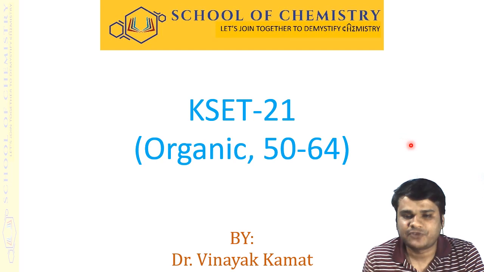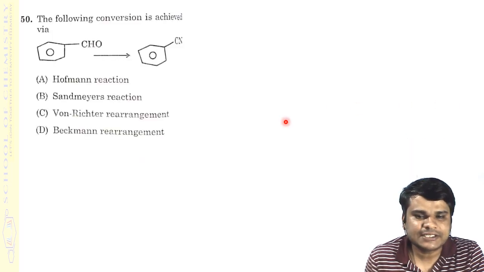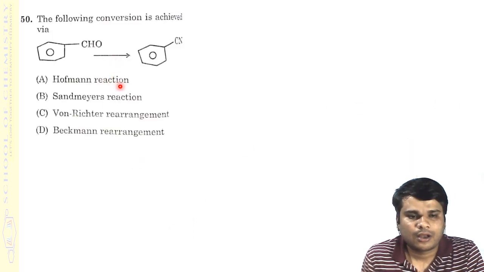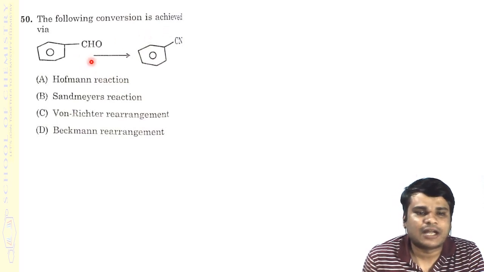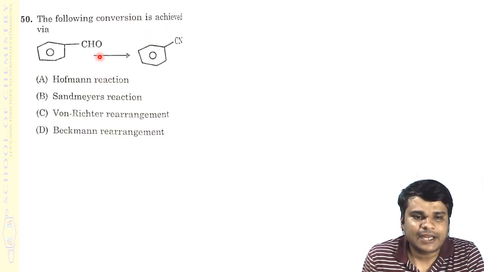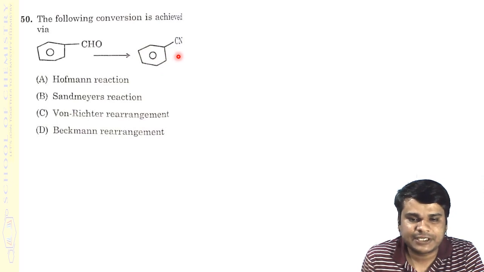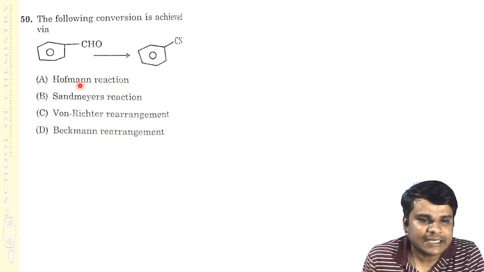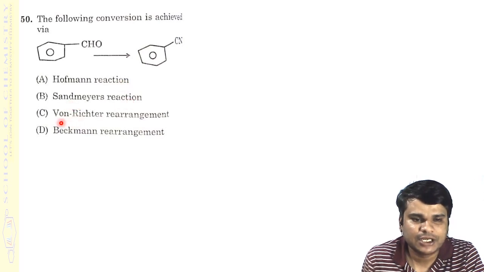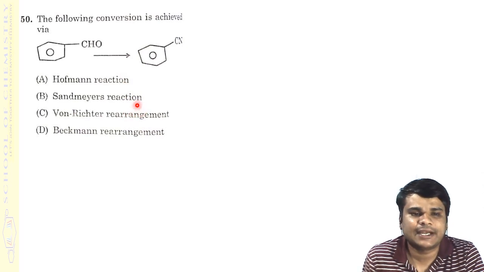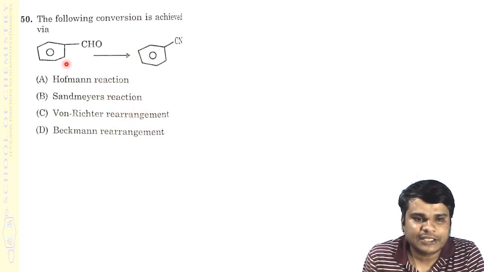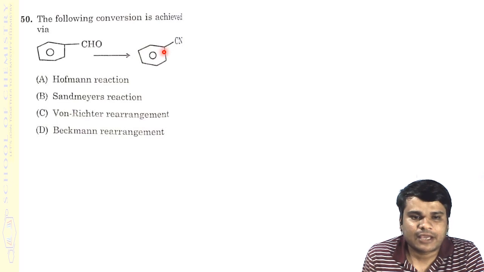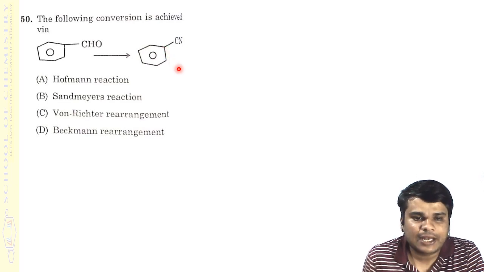First, we shall start with the 50th question. This is in fact an easy question. The following conversion is achieved from an aldehyde: benzaldehyde has been converted to cyanobenzene. If we know these three reactions, Hoffmann reaction, a very basic reaction, similarly Sandmeyer reaction and von Richter rearrangement, these three, we can easily say which one of these does not convert aldehyde to cyanobenzene, and easily go with option D as the answer.